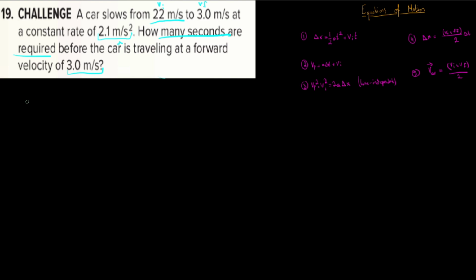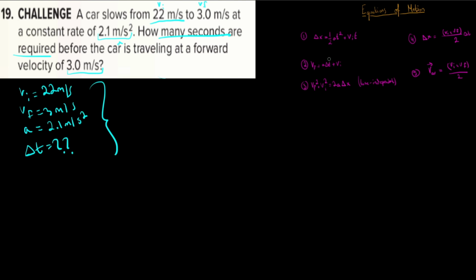So, to solve this question, let's just list out everything we have first. We have v initial, which is equal to 22 meters per second. We have v final, which is equal to 3 meters per second. We have the acceleration, which is equal to 2.1, not 21, 2.1 meters per second squared. We don't have the time, so we're looking for the time, and then we can plug this all into one of the formulas here.